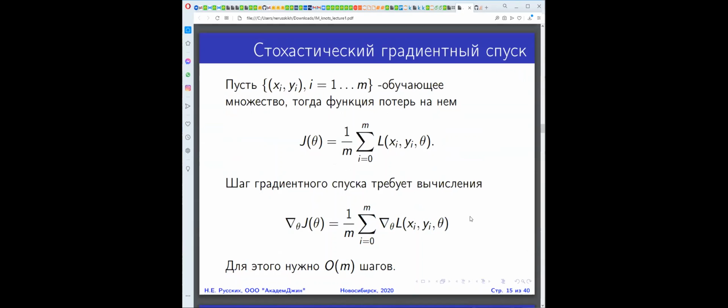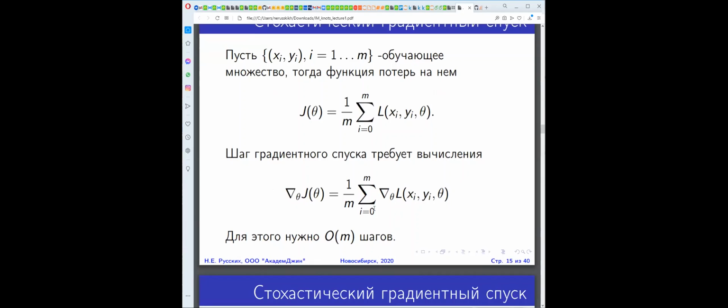So if our training set consists of 10 million examples, there are 10 million units in this sum. So it needs an amount of time linear in the training set size, and it's really long.